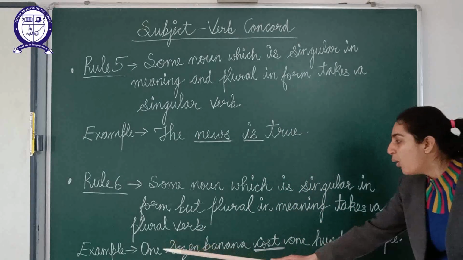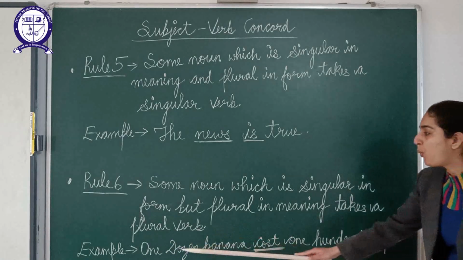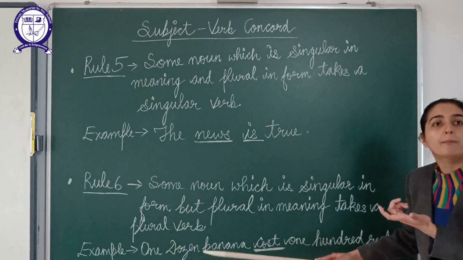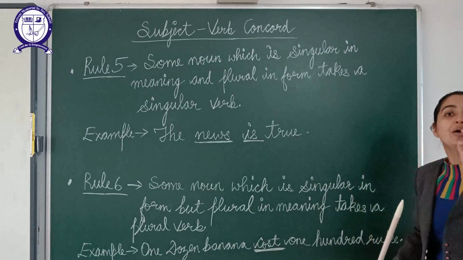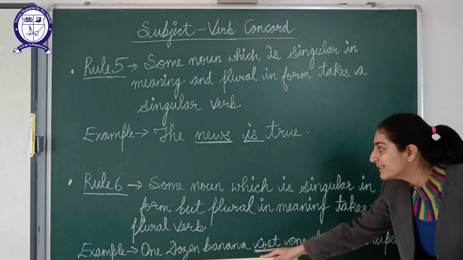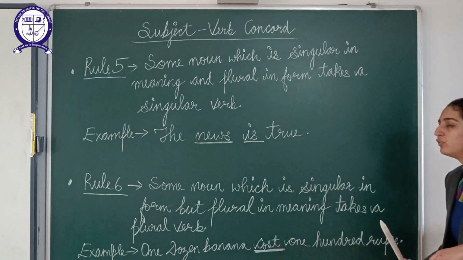For example, one dozen bananas cost 100 rupees. So one dozen here, this noun, is singular in form but plural in meaning, because in one dozen we have 12 units. So it is plural in meaning, but it is singular in form. So with it we use the plural verb.